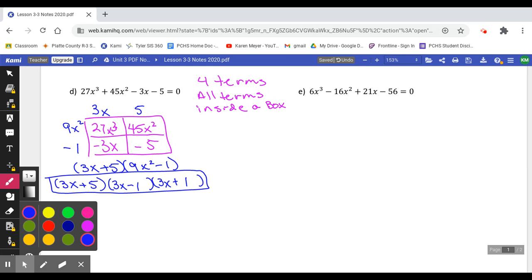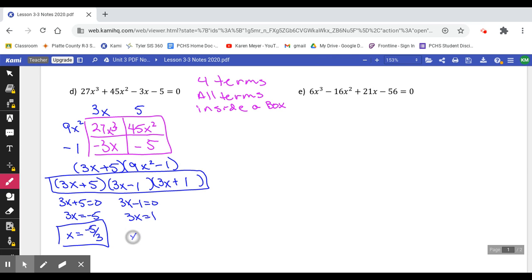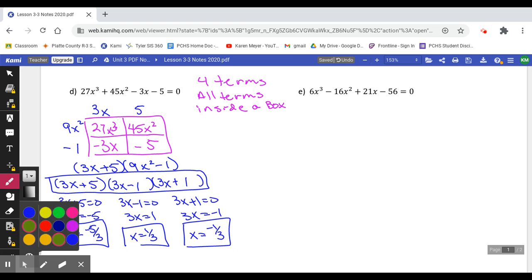So now we're just going to take each one and set it equal to 0. So 3x plus 5 equals 0. 3x equals negative 5. X equals negative 5/3. 3x minus 1 equals 0. 3x equals 1. X equals 1/3. 3x plus 1 equals 0. 3x equals negative 1. X equals negative 1/3. Highest exponent is 3. There's my 3 answers. Done. Boom.